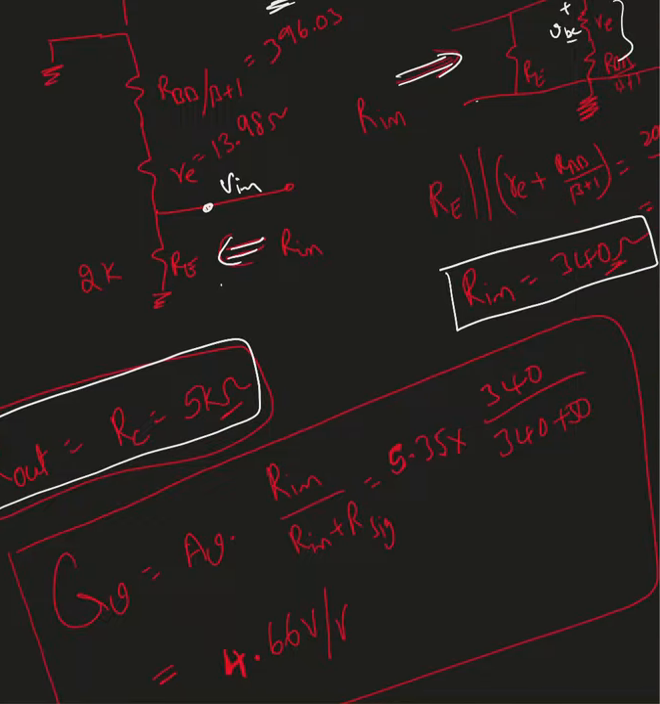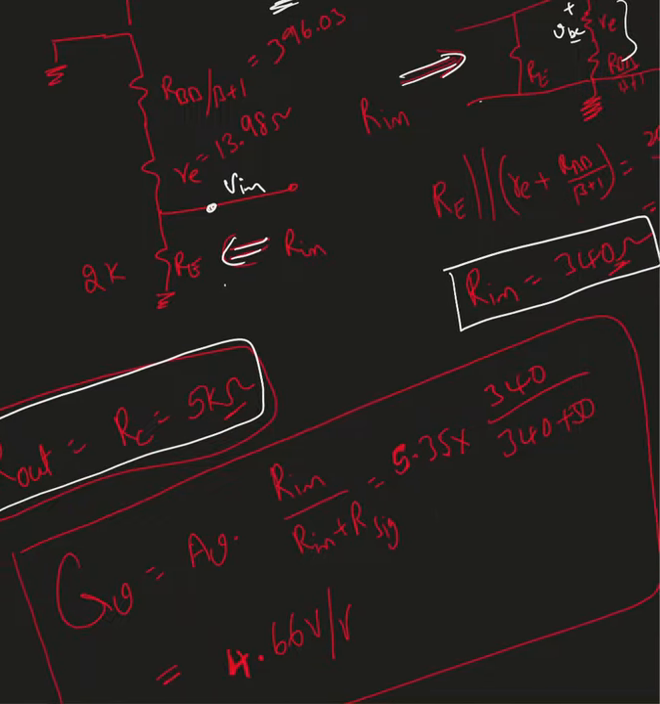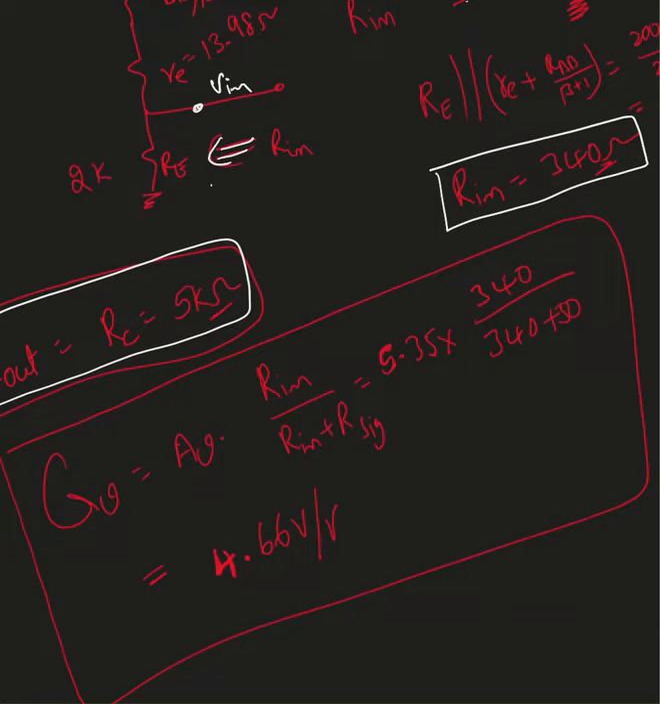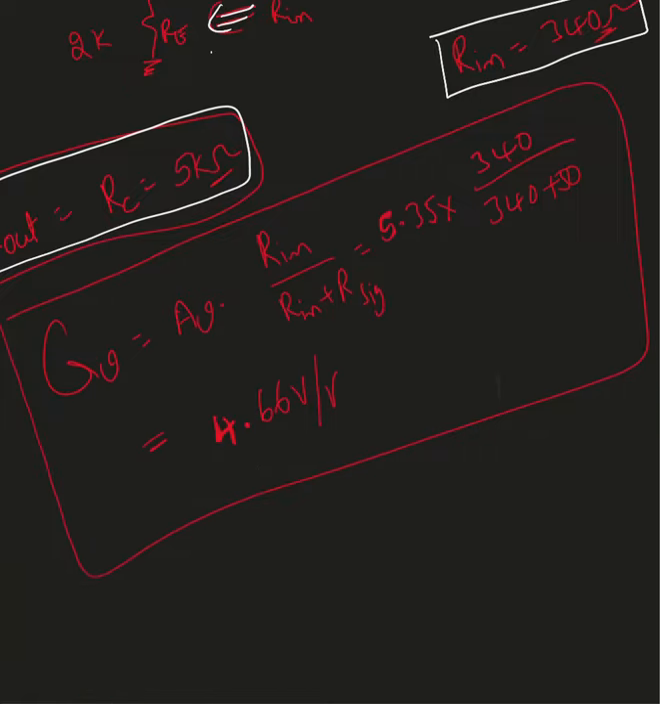Now I'm going to find the overall gain. GV is always AV times R input over R input plus R sig. So AV is 5.35 times 340 over 340 plus 50. So I found the GV overall gain is 4.66 volt per volt.